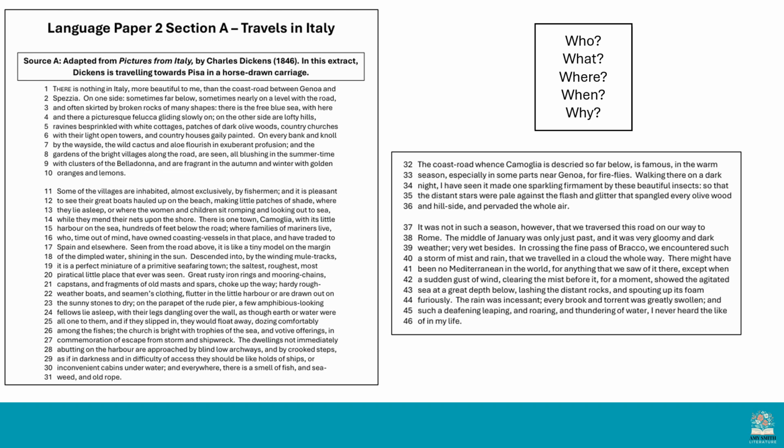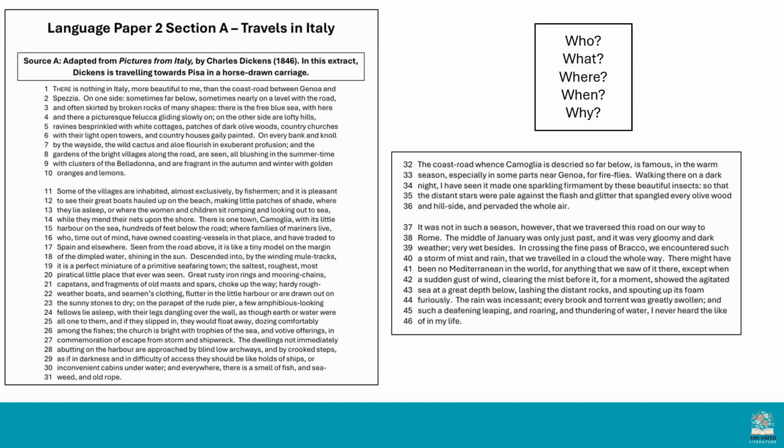The coast road whence Camoglia is descried so far below is famous, in the warm season, especially in some parts near Genoa, for fireflies. Walking there on a dark night, I have seen it made one sparkling firmament by these beautiful insects, so that the distant stars were pale against the flash and glitter that spangled every olive wood and hillside, and pervaded the whole air.